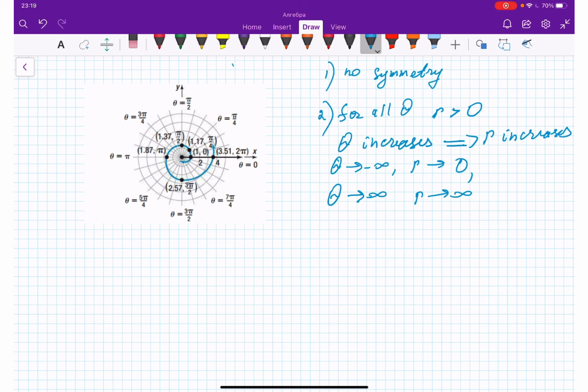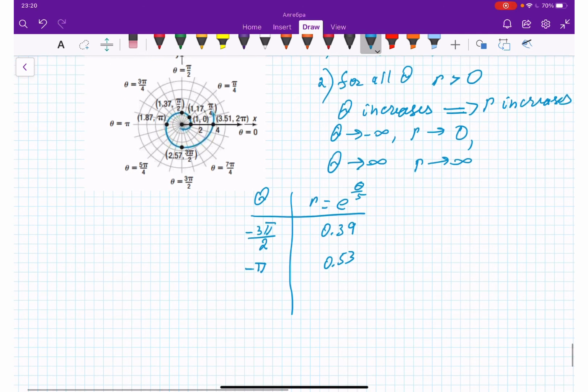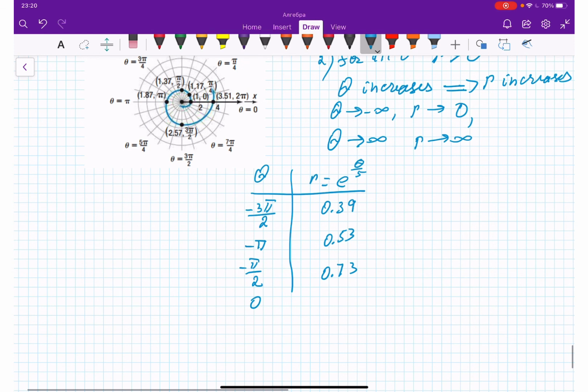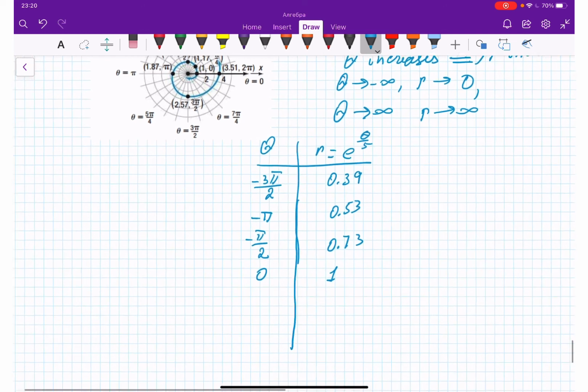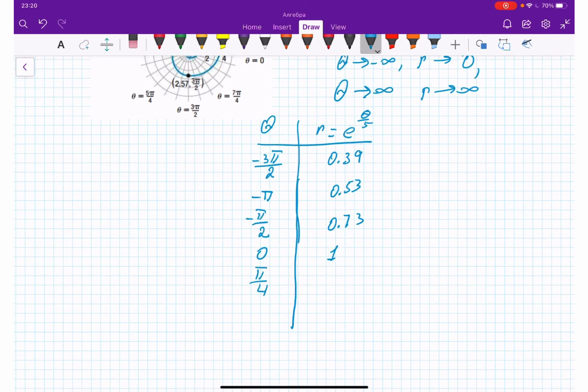Okay. And what do we have? Theta here, and r equals e to the power theta over 5. Okay, theta is negative 3 pi over 2. Here we get approximately 0.39. If we have negative pi, we are getting 0.53, and negative pi over 2 will be 0.73. When it's 0, any number to the power 0 is equal to 1. Next, positive pi over 4. Did I put negative pi over 4? No. Positive pi over 4 is 1.17. Let me see. Negative pi over 4, I can squeeze in here.